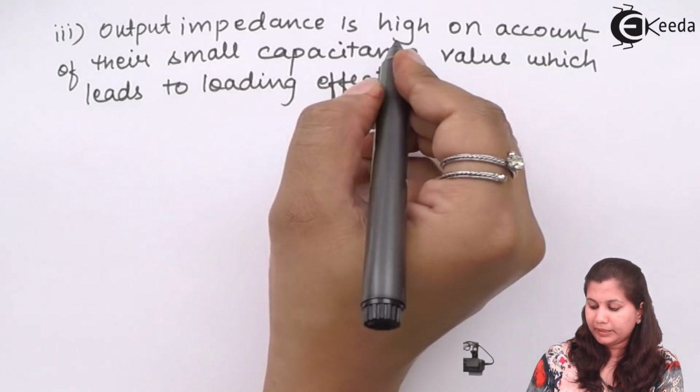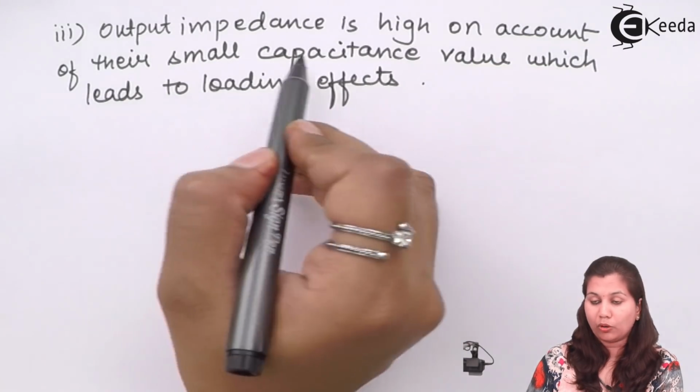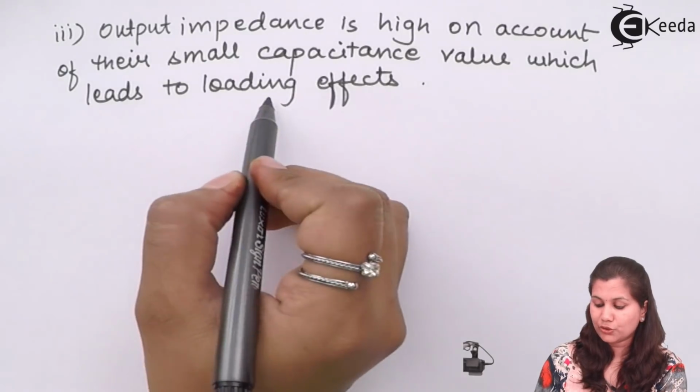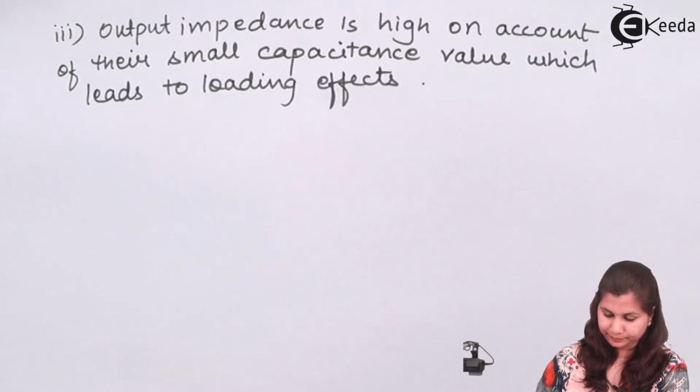So the output impedance is high on account of the small value of the capacitance of these transducers, and this leads to the loading effects.